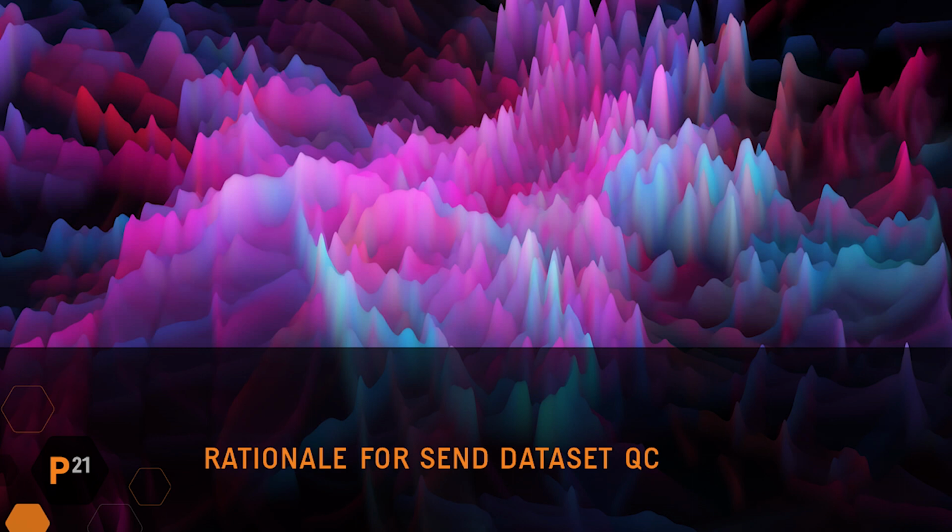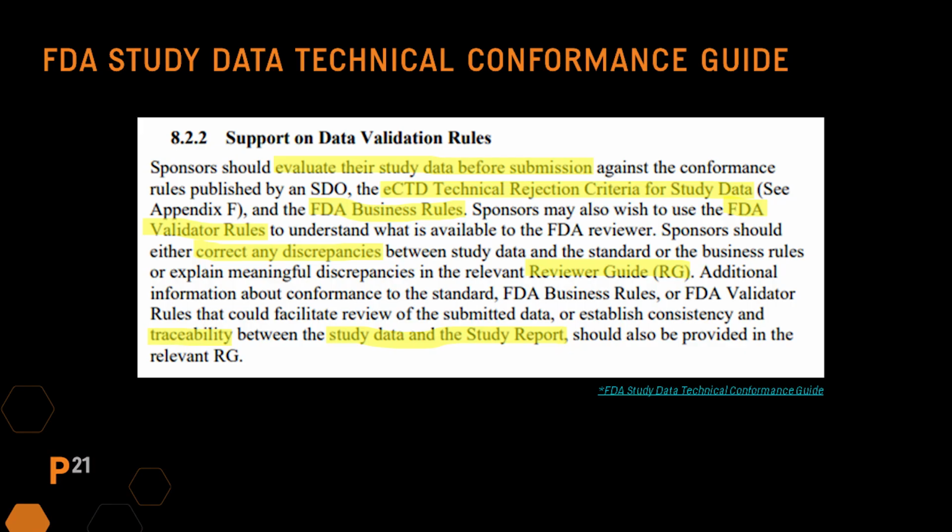Because of these factors, a robust quality control, or QC, process for SEND datasets is essential to ensure high-quality datasets for regulatory and scientific use. In this section, we're going to discuss other major reasons why SEND dataset QC is so important.